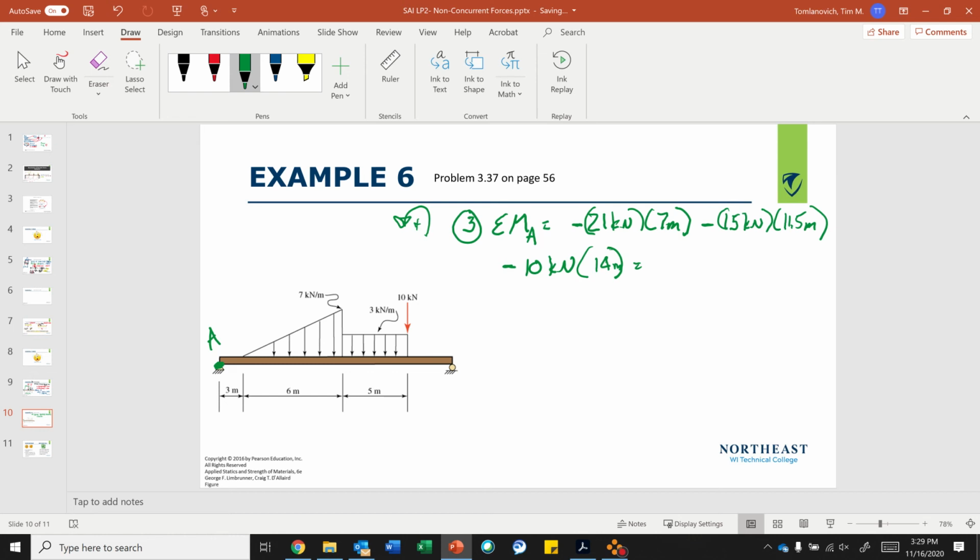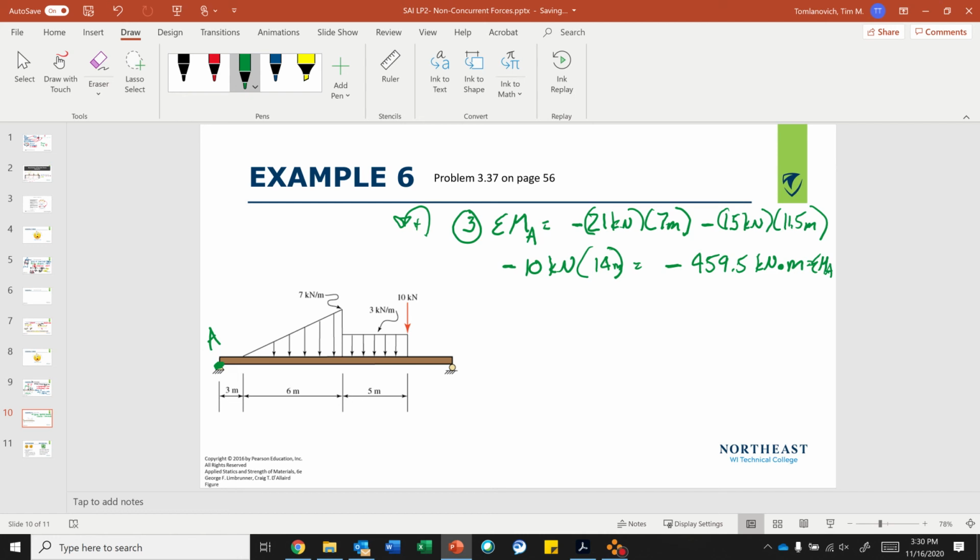So if we add all those up, it becomes a negative moment: 21 times 7 plus 15 times 11.5 plus 10 times 14. I get a negative 459.5 kilonewton meters, which is my sum of the moments about point A.